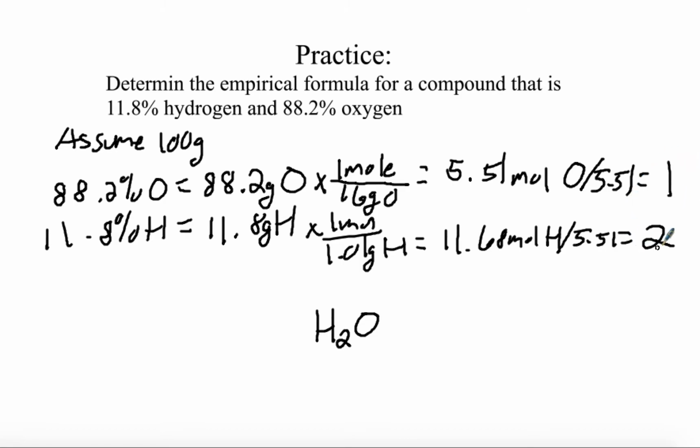These final numbers basically tell you how many atoms of each element are going to be present in your compound. And again, this is the simplest whole number ratio, so now I have an idea of how many atoms of each element are present in it. So H2O here.